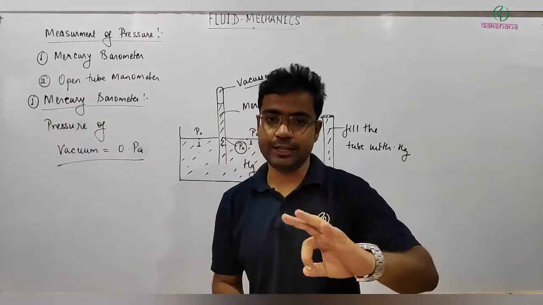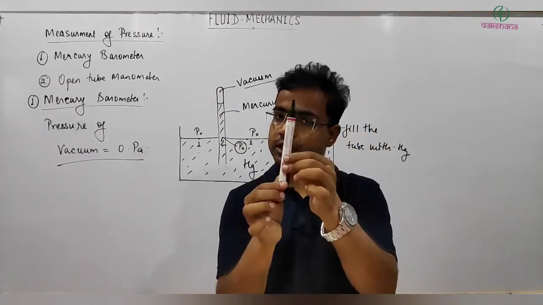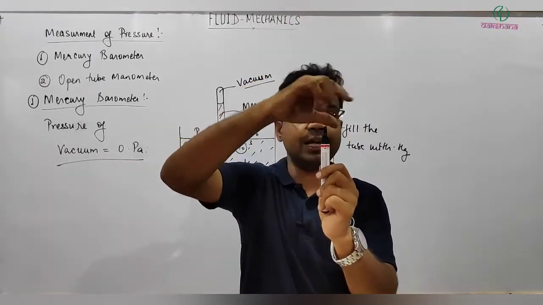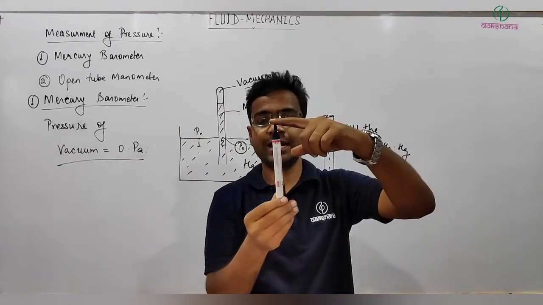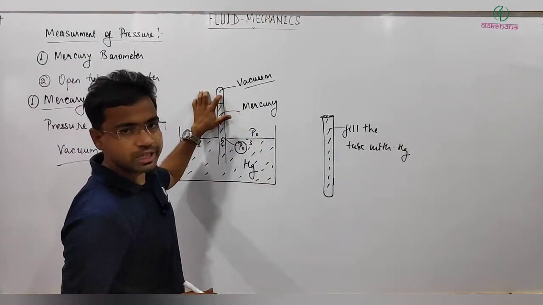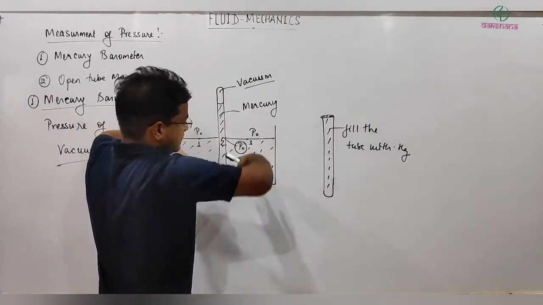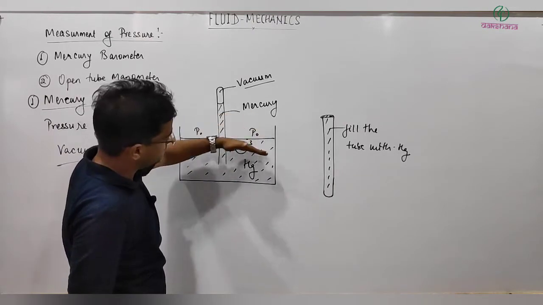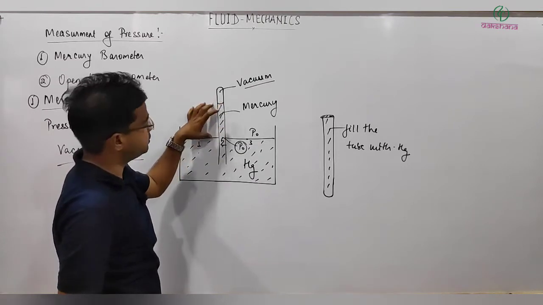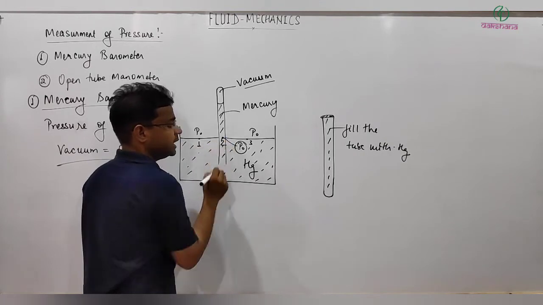Let me again tell you the mechanism. The mechanism is simple. We have one big container filled with some mercury. We take a tube and fill it completely up to the open end, close its end, and then invert it into the mercury container. Then a vacuum will be created as the level comes down, and because atmospheric pressure is pressing the liquid, which is open to the atmosphere, mercury will rise in this tube up to some height, till the pressure at this point becomes equal to the pressure at this point.